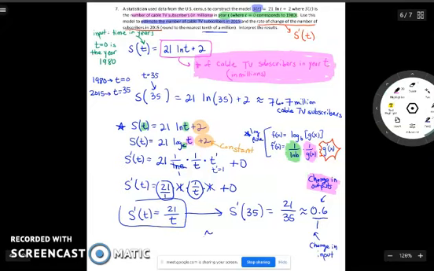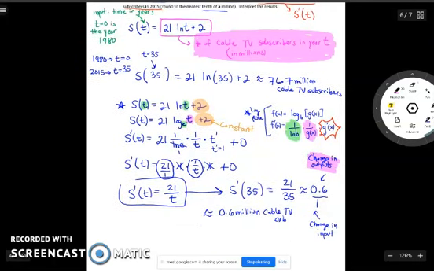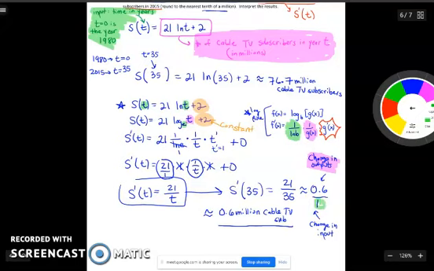So I really have 0.6 million cable TV subscribers per, the fraction tells me per what? What was the input representing? Time and years. So this is going to be per 1 year.